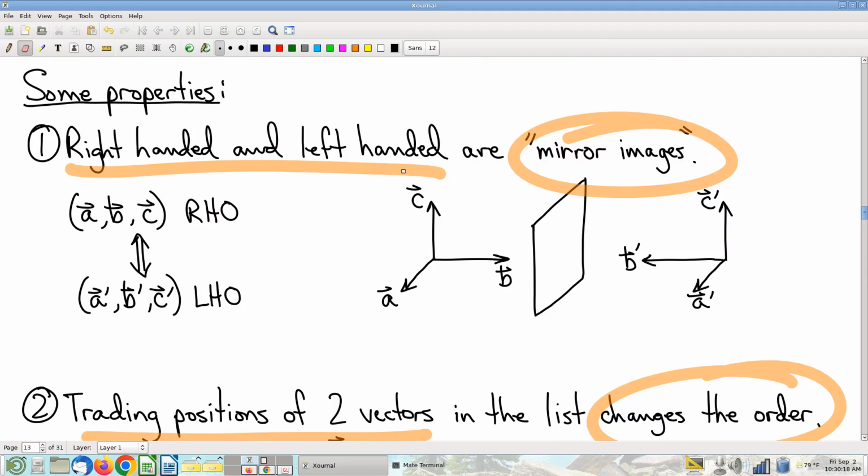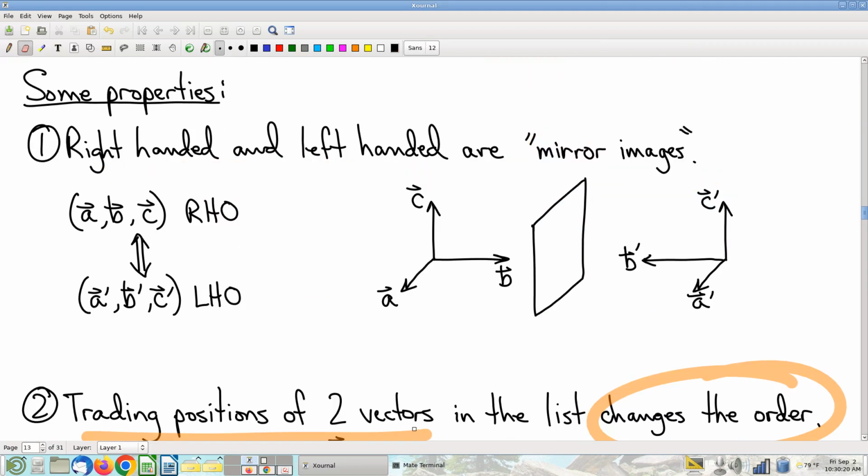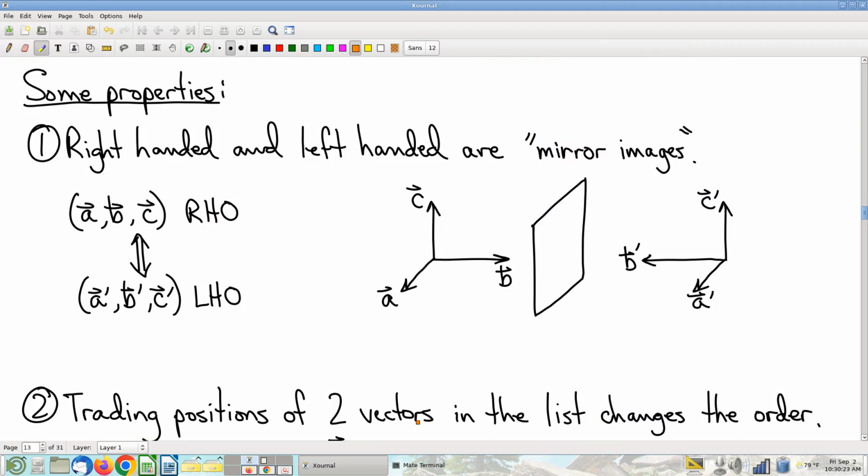Now let's take a little bit slower take through this. I claim they're mirror images of each other. I think it's a pretty easy pitch. Right hands, left hands, mirror images of each other. I think that's relatable.